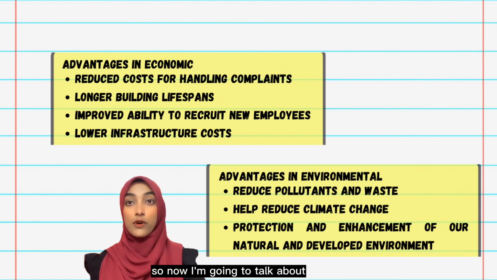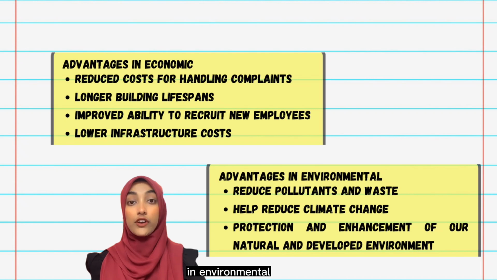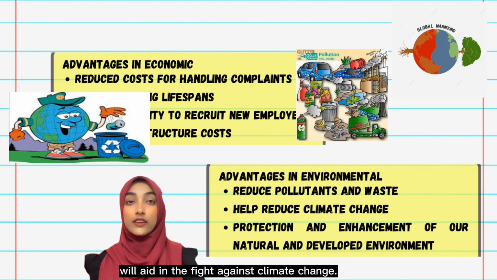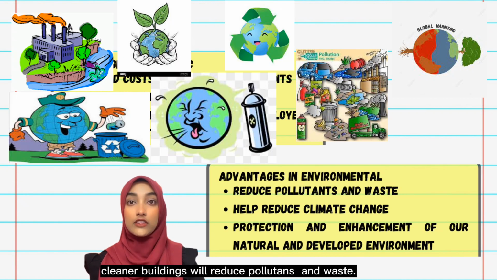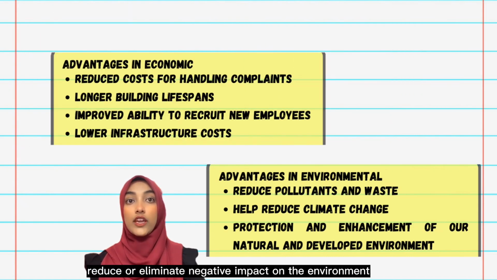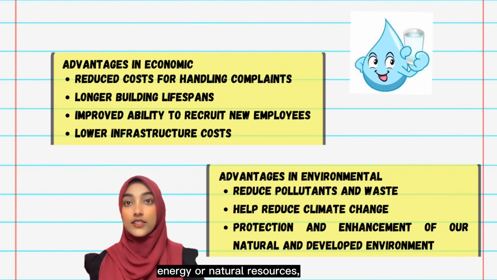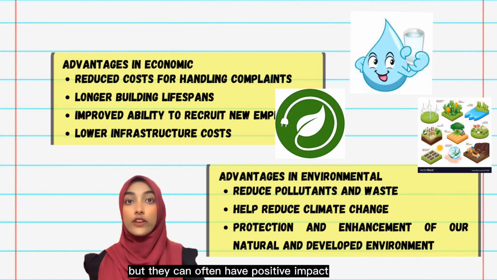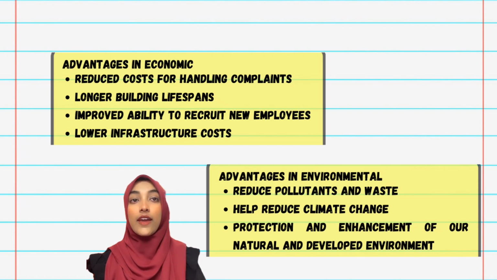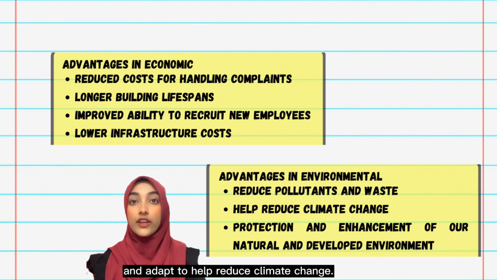So now I'm going to talk about the advantages of sustainable construction in environmental terms. The use of green building materials and energy will aid in the fight against climate change. Additionally, cleaner buildings will reduce pollution and waste. The World Green Building Council states that green buildings can not only reduce or eliminate negative impact on the environment by using less water, energy, or natural resources, but they can often have a positive impact on the environment, enhancing overall biodiversity, managing natural resources responsibly, reducing waste and pollutants, and adapting to help reduce climate change, contributing to the protection and enhancement of our natural and developed environment.